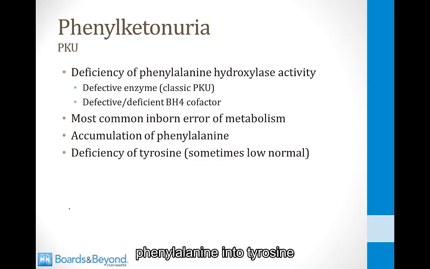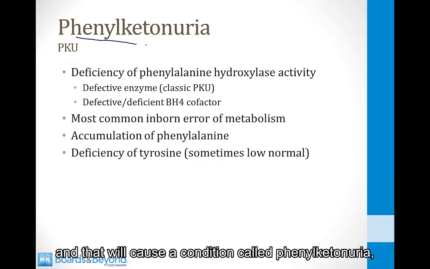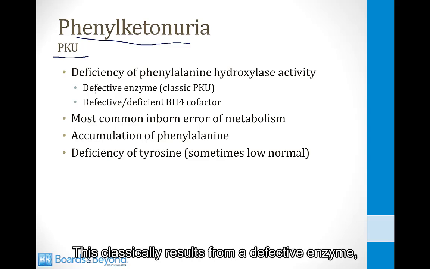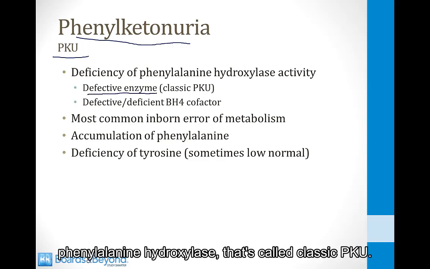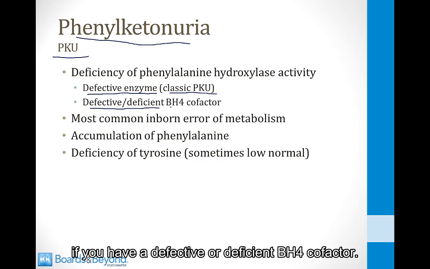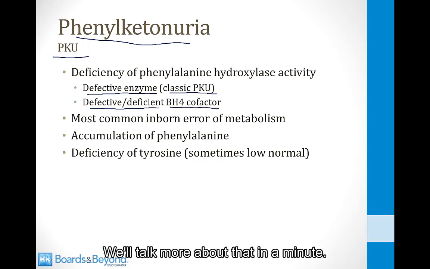If you are deficient in the enzyme phenylalanine hydroxylase, you will be unable to effectively convert phenylalanine into tyrosine, and that will cause a condition called phenylketonuria, which is often abbreviated PKU. This classically results from a defective enzyme phenylalanine hydroxylase. That's called classic PKU. You can also develop this if you have a defective or deficient BH4 cofactor. We'll talk more about that in a minute.